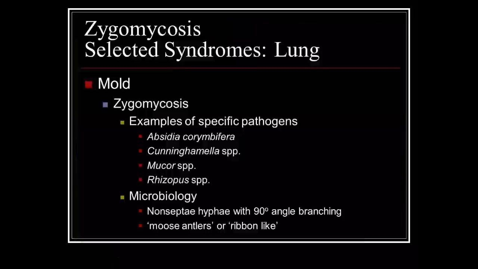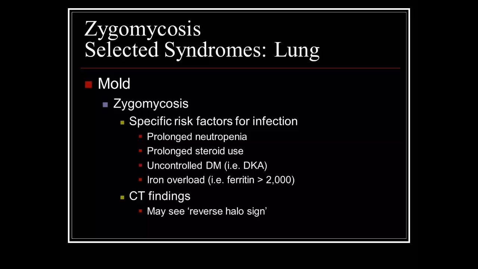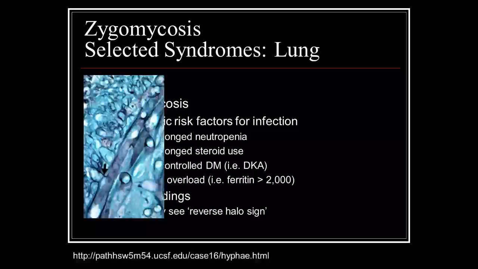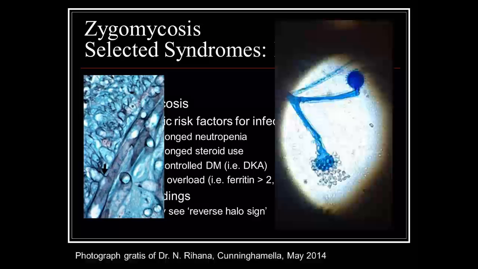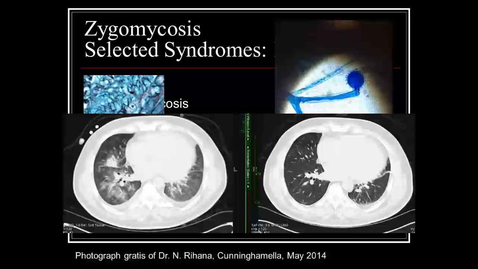In terms of Zygo, remember that it has many different species within it: Absidia, Cunninghamella, Mucor, and Rhizopus. This is your non-septate hyphae, 90-degree angles, moose antlers or ribbon-like. Again, neutropenia, steroid use, DKA, iron overload, and you may have your reverse halo. Here's your microscopy. Here's your fruiting body for Cunninghamella. Here is a CT scan that became grossly abnormal after 4 days of neutropenia, but the patient had been heavily pre-treated with steroids prior to coming in for his transplant.